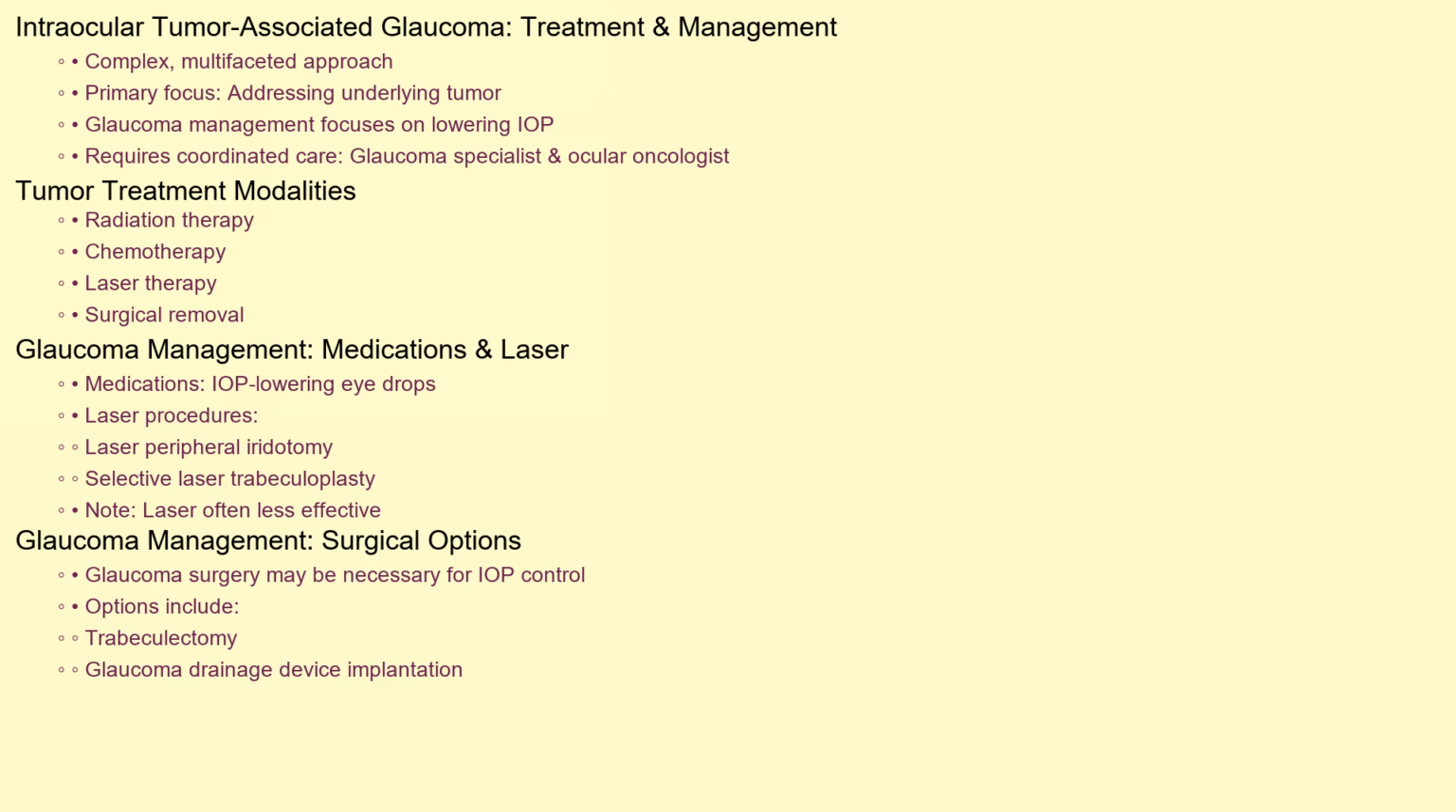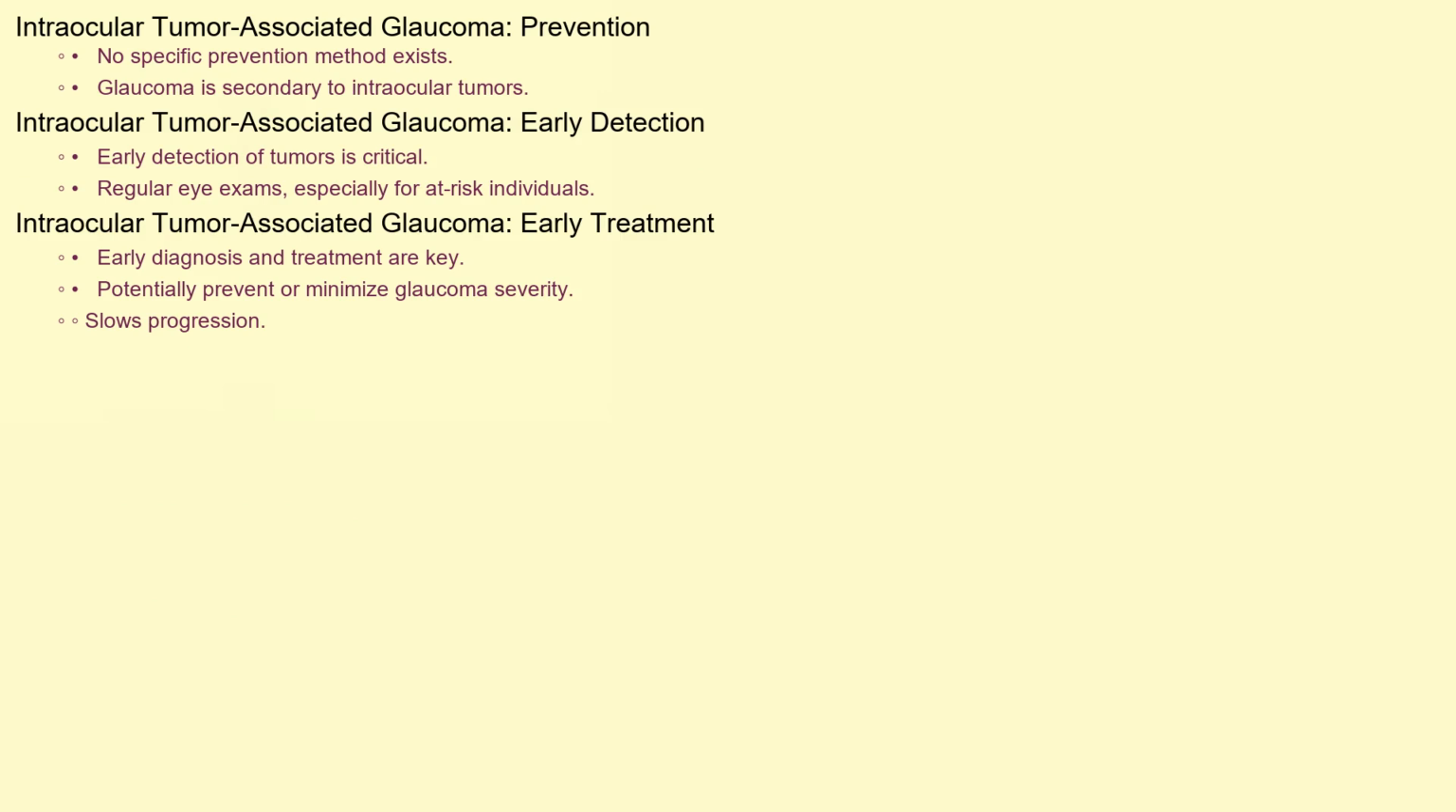Ultimately, glaucoma surgery, such as trabeculectomy or glaucoma drainage device implantation, may be necessary to control intraocular pressure. It's crucial to coordinate treatment between an ophthalmologist specializing in glaucoma and an ocular oncologist. Unfortunately, there's no specific way to prevent intraocular tumor-associated glaucoma, as it's secondary to the development of intraocular tumors. However, early detection of intraocular tumors through regular eye exams, especially for individuals with risk factors, is critical. Early diagnosis and treatment of the tumor can potentially prevent or minimize the glaucoma's severity and progression.